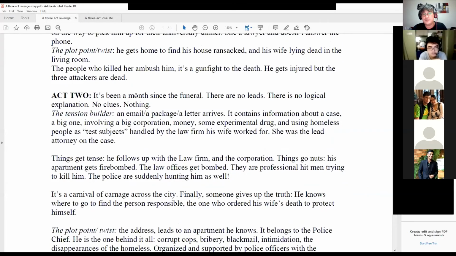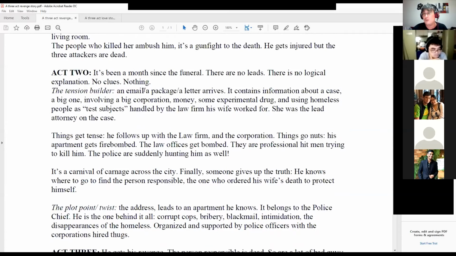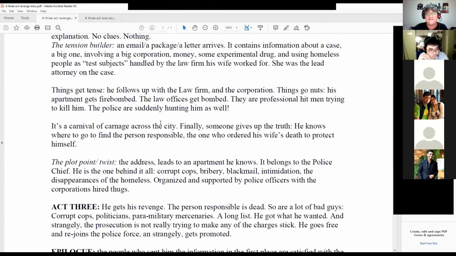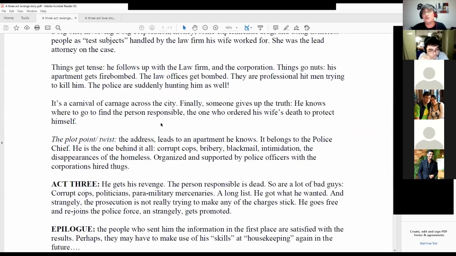Now, Act 2, as an example: a few months since the funeral, there's nothing to explain why this happened to him. Then you get your plot twist, that mysterious package. It contains information about big corporations, money, experimental drugs, testing on human guinea pigs. And then you have the whole investigation.